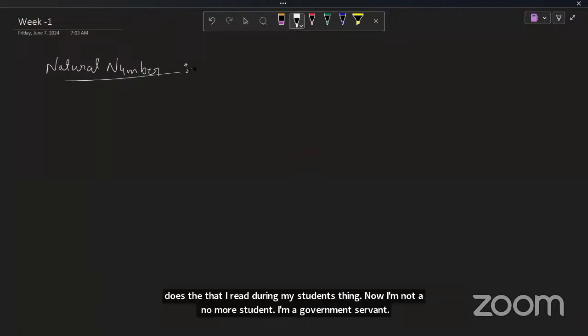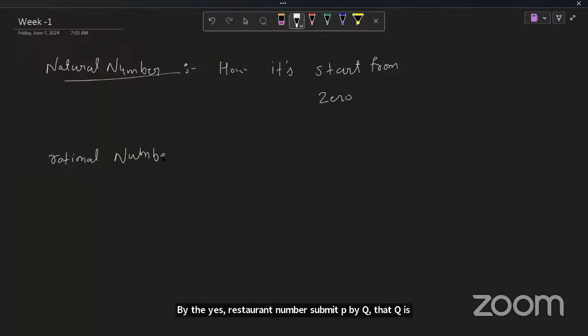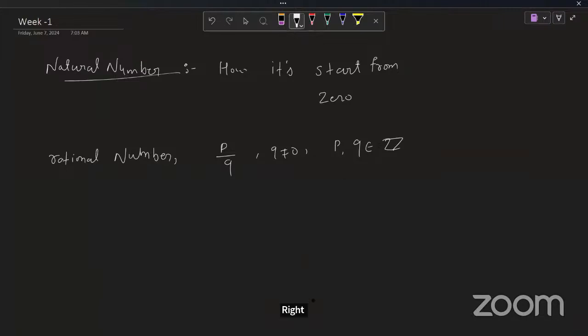Natural number, you are saying, how does it start from 0? And another doubt is on rational numbers. Yes, a rational number should be p by q, where q is not 0. q is not equal to 0, and p and q are coming from Z. Yes. Okay, just a minute.